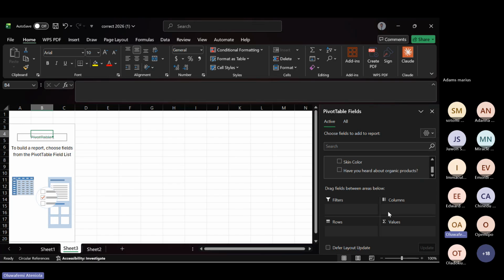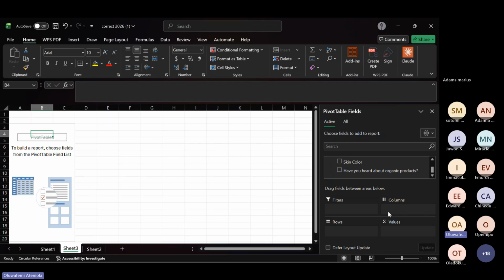The filter part helps you filter. When we say you are filtering something, it means you are trying to separate one entity from the other. You want to separate boys from girls. You want to separate yes from no. While columns means you want to... columns as regards the pivot table, please, not columns generally.